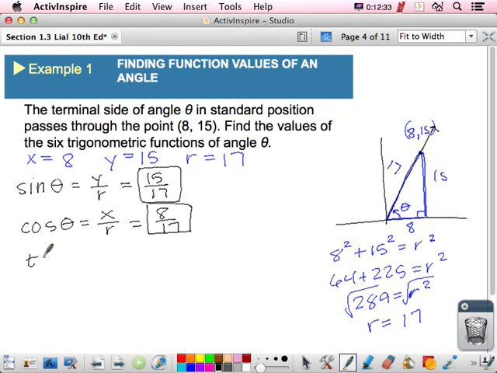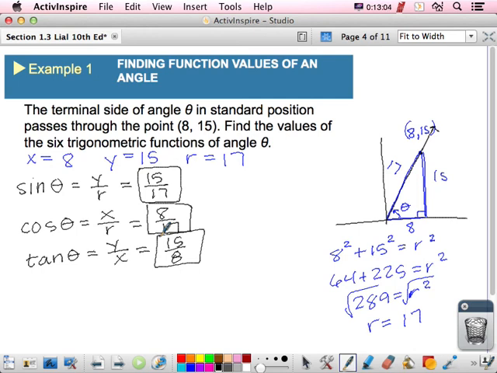Then we do tangent. Tangent of theta is always equal to y divided by x. So in this case, that's 15 divided by 8, which will not reduce either. 15 over 8. So there are your first 3. Those are your primary trig function ratios. We call those values. If I say find the value of sine, that's what I'll be asking for, is 15 over 17.